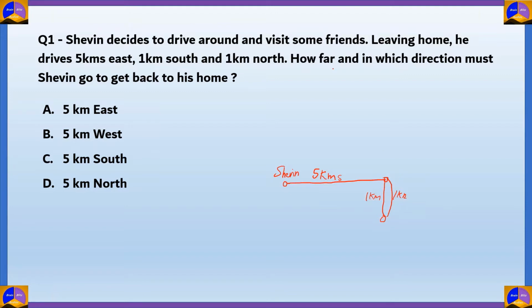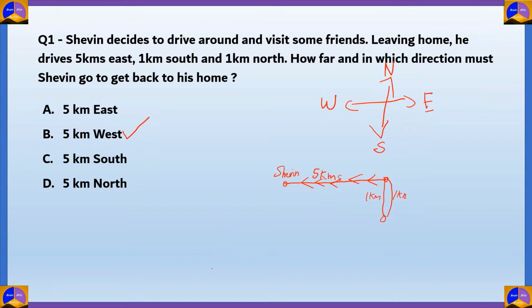How far and in which direction must Shevin go to get back to his home? So it's clear that he had to drive 5 kilometers because the distance from this point to this point is 5 kilometers. But in which direction? Now, Shevin must go through here. And in this direction diagram, north is upwards, south downwards, east to the right, and west to the left. So Shevin is going to the left, which means he'll be going west. So, option B, 5 kilometer west, is the correct answer.